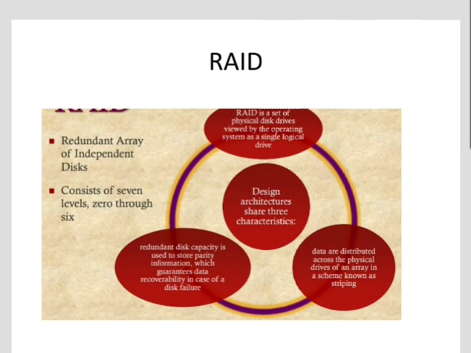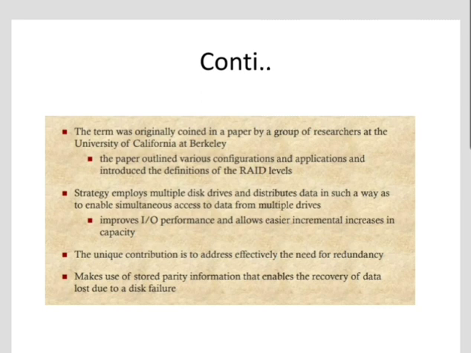So this is a design architecture that shares three characteristics. There are basically three characteristics of RAID. RAID means a redundant array of independent disks. The term was originally coined in a paper by a group of researchers at the University of California in Berkeley. The paper outlined various configurations and applications and introduced the definition of RAID levels.